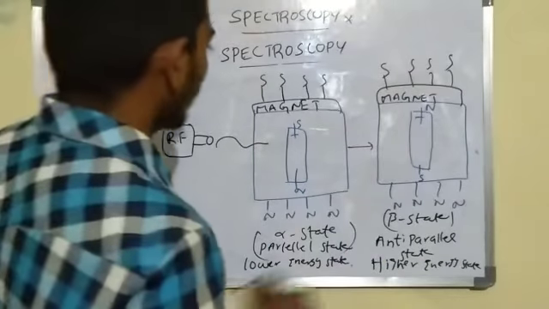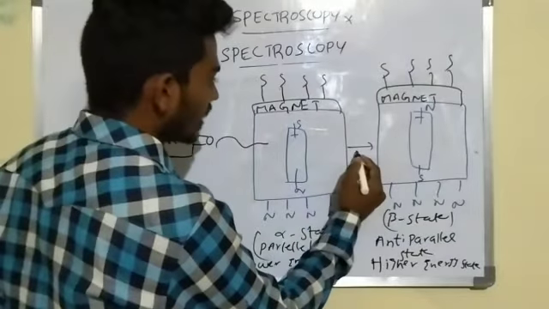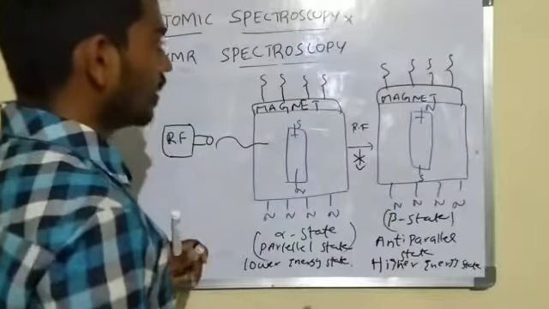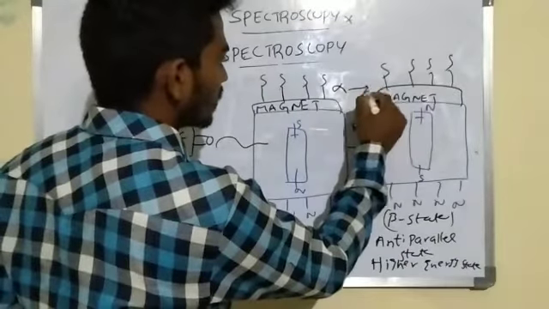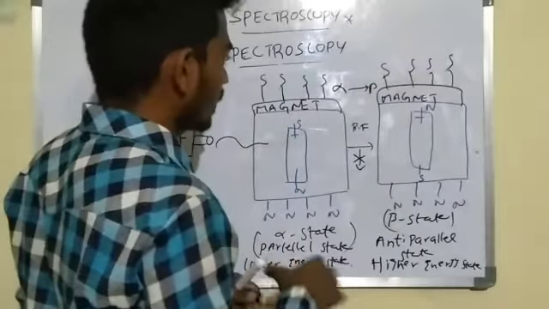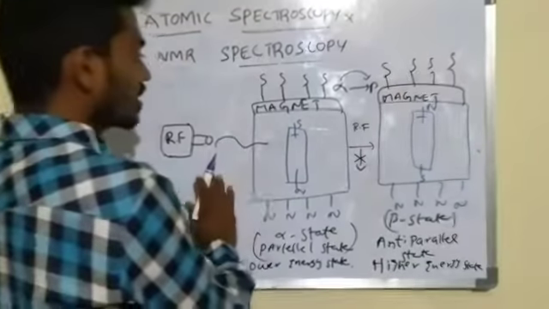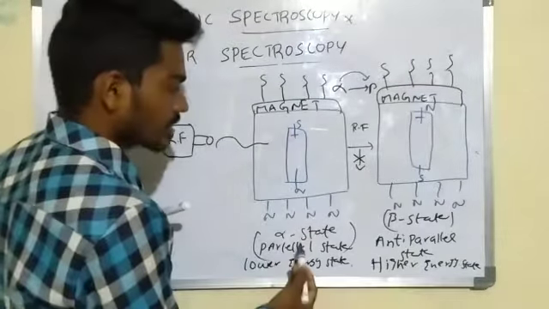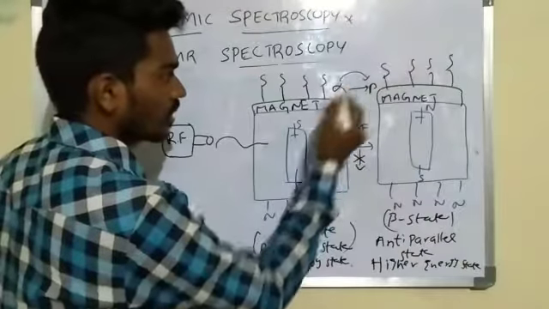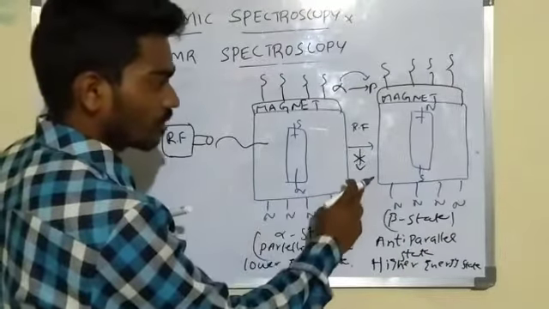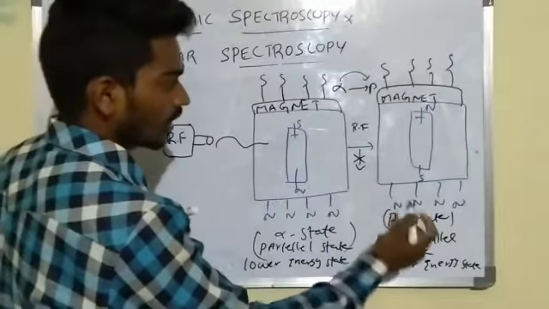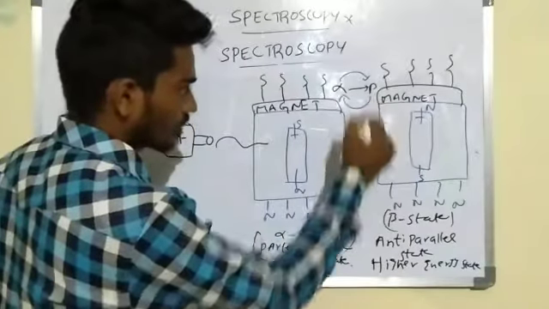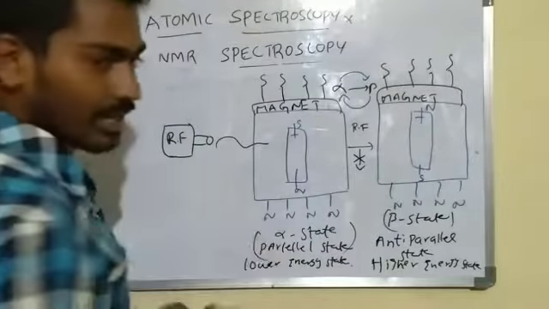So after some time, we block this radio frequency energy. Whenever the radio frequency is absorbed by this nucleus, the alpha state shifts into the beta state. Now whenever we block this radio frequency energy, only then does it shift from the beta state back to the alpha state. That's why it's called resonance.